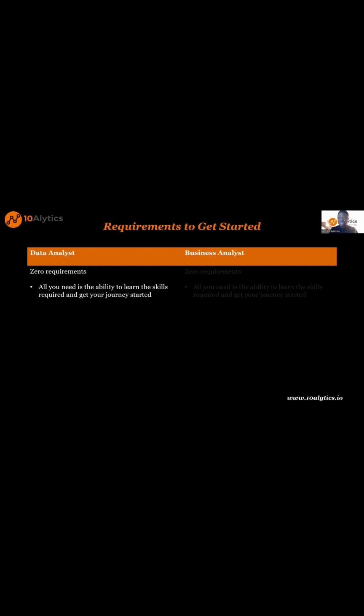And of course, you need to also understand the business you're working with in order to help them drive data-driven decisions. And going to business analysis, just the same as a data analyst, you don't need any requirements. Anybody can get started as a business analyst. You can learn the skills, learn what is required, learn all the skills that help you get started as a business analyst. So we listed them out when we got into the skills, and the skills required for a business analyst and a data analyst. Okay, zero requirements. You can get your journey started whenever you want to, gain the skills needed, and you can get started as either a data analyst or a business analyst.